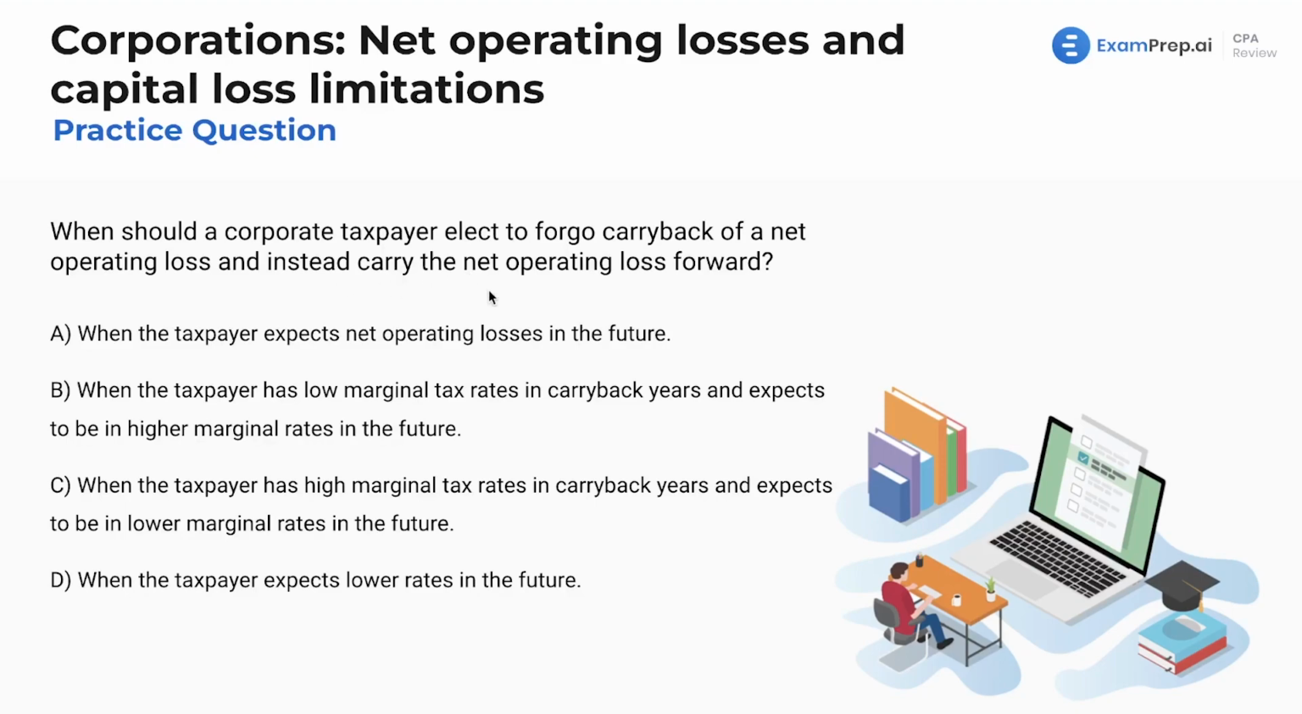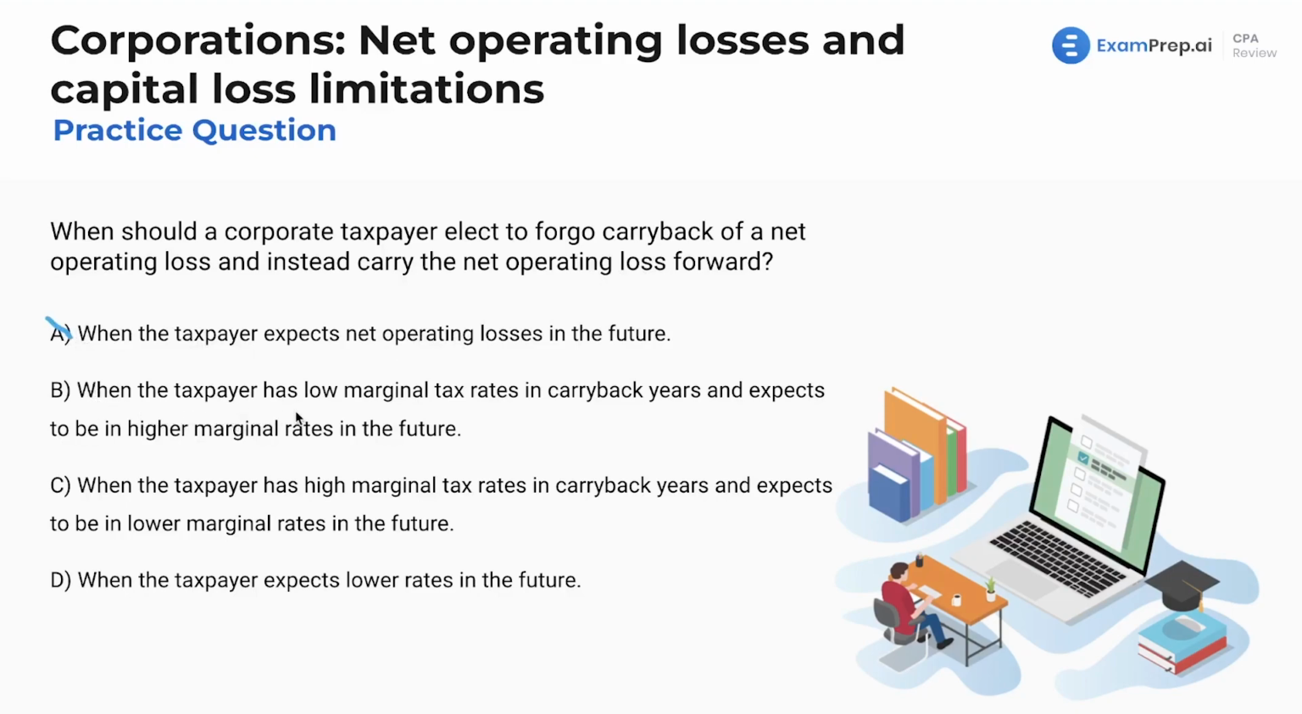If we should instead carry it forward, we would want a situation in which we're going to have a lot more taxes in the future. So first option here, when the taxpayer expects net operating losses in the future. Well, no, if we have operating losses in the future, we're going to use those operating losses when we have them, and we wouldn't want to carry this forward. So I'm going to cross off letter A.